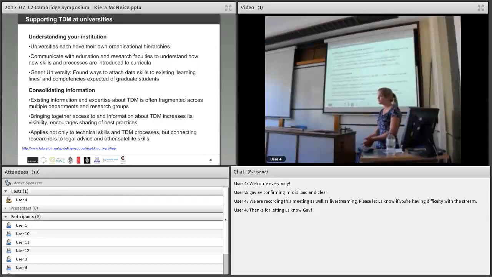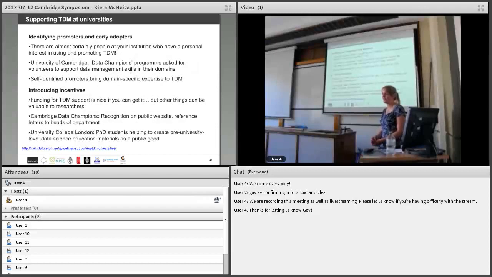Identifying promoters and early adopters. This is something that Cambridge has done with their Data Champions program, which seems really fantastic. They asked for volunteers who are interested in data management from various research groups, who came forward and were happy, because it's something they're personally interested in, to promote this within their faculties and subject areas and to support data management across the university. And you can imagine something similar in terms of text and data mining.